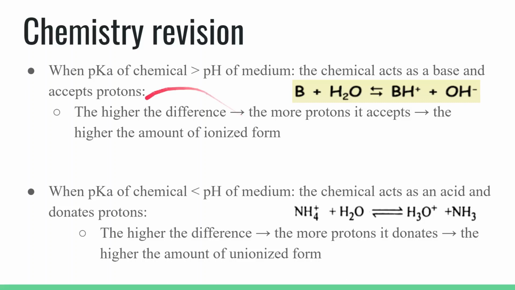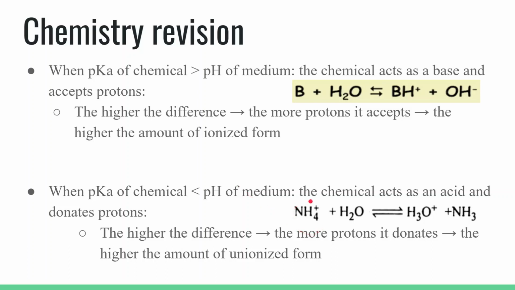Again, when the pKa of a chemical, this is the opposite situation. Now, when the pKa of a chemical is less than the pH of the medium, tamam, this means that the chemical here acts as an acid and donates protons. For example, when the pKa of the chemical is 4 and the pH is 8, in this case, you are dropping an acidic chemical into a basic medium. So the chemical is going to act as an acid and donate protons to the basic medium.